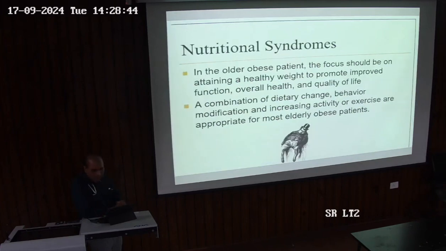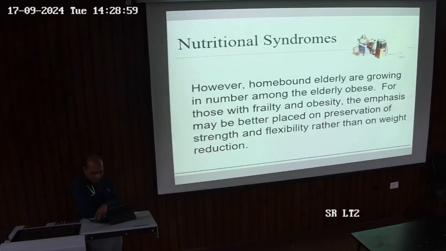So in an elderly obese patient, the focus should be on attaining a healthy weight to promote improved function and overall health and quality of life. A combination of dietary change, behavior modification, and increased activity or exercise is appropriate for most elderly patients. Now, nutrition syndromes: homebound elderly are growing in number, and among them the elderly obese. For those with frailty and obesity, the emphasis should be placed on preservation of strength and flexibility rather than on weight reduction.